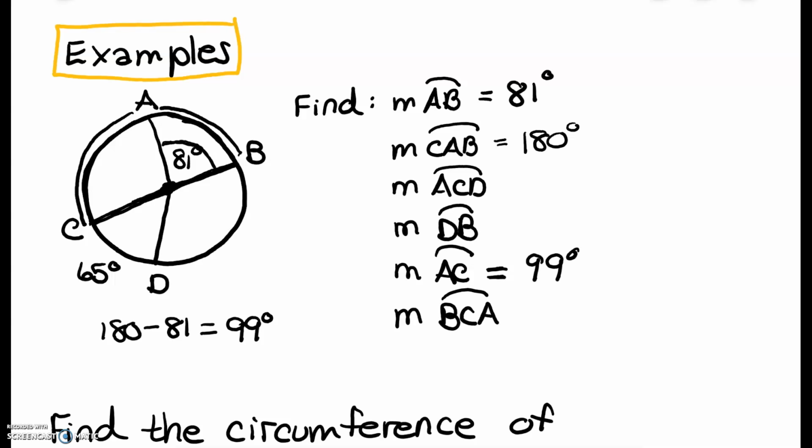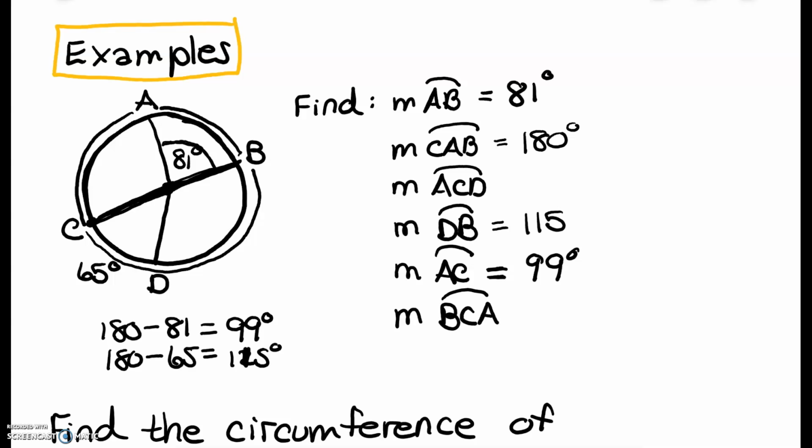So now let's look at arc DB. Since CB is a diameter, I know that this arc right here is also 180 degrees, and part of the measure of that arc is 65 degrees. So how do I find DB? Well, I take 180 and I subtract 65 to get 125 degrees. Is that right? No, 115 degrees. So DB is 115 degrees.